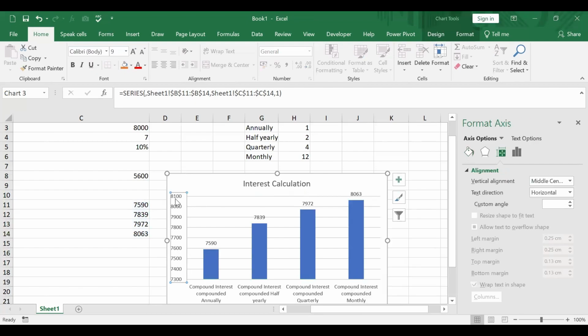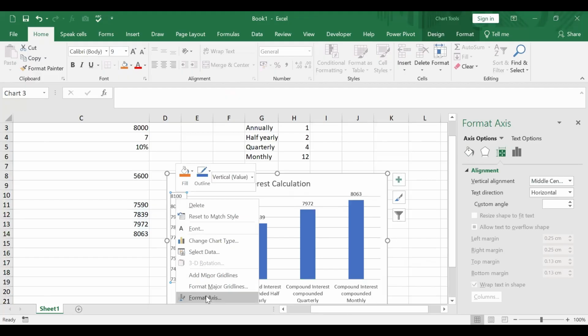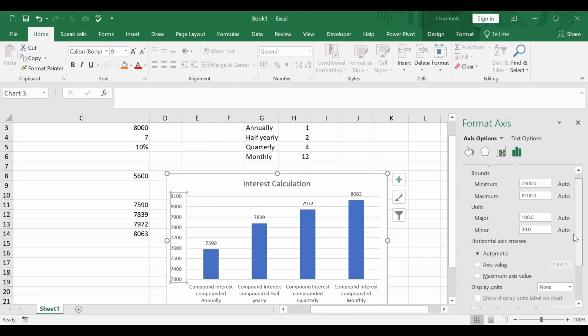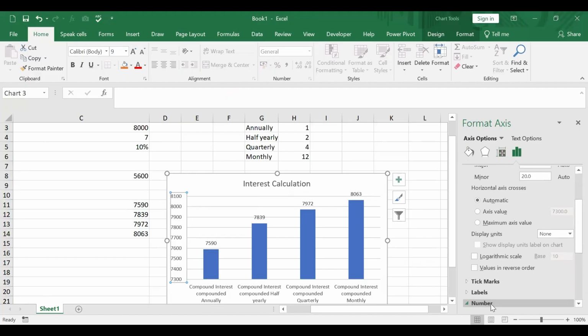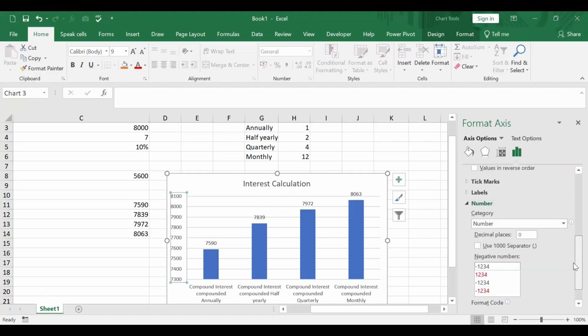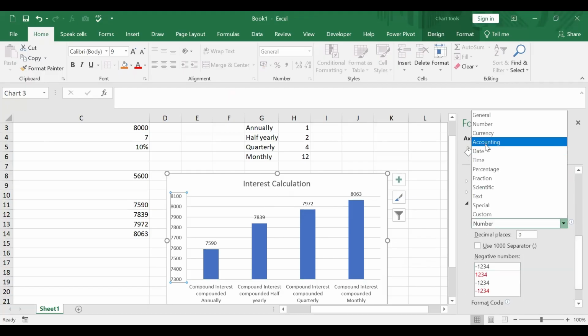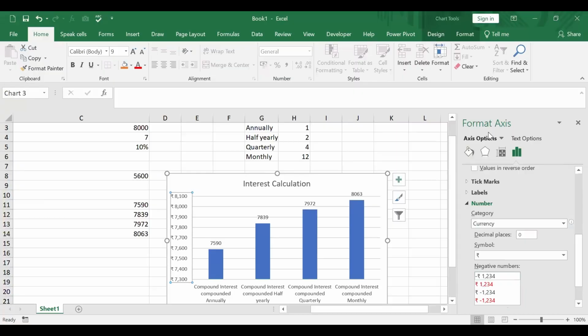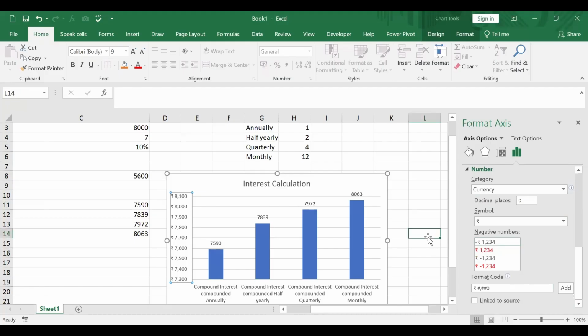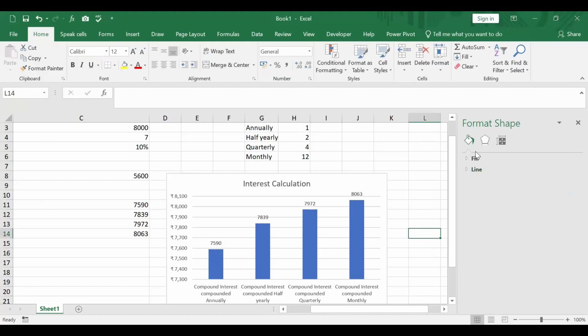And if I want to format this one, I can say this is format axis, and I can say this is number, and the number is currency. So done. So the whole thing is done. And I don't think we have taken more than 5 minutes for this one.